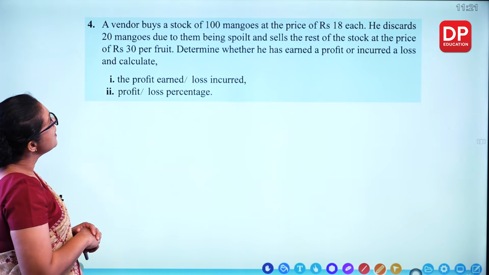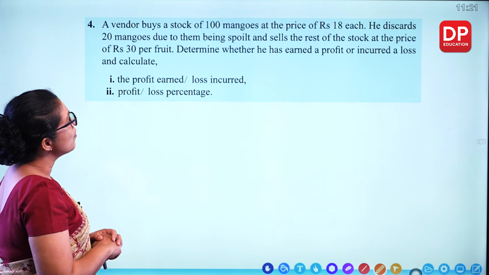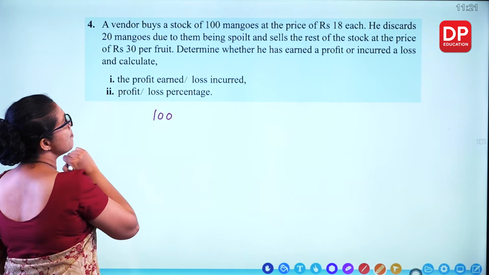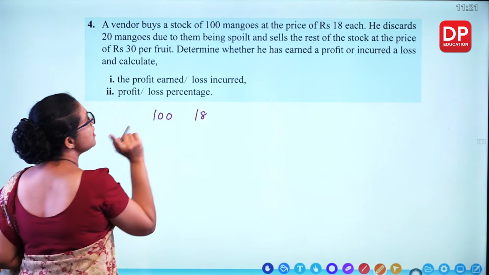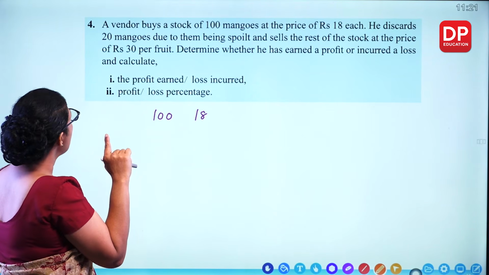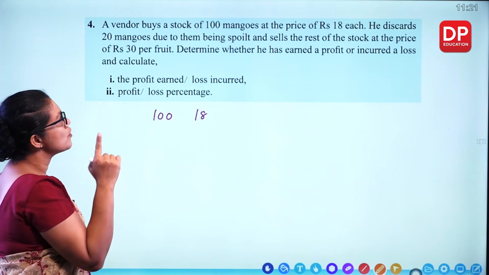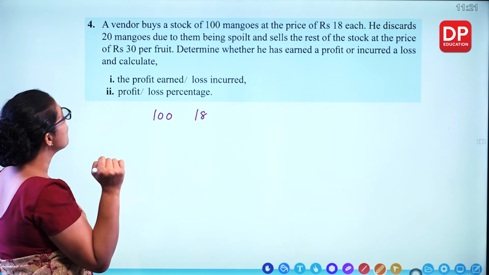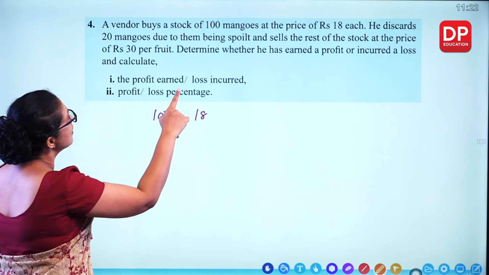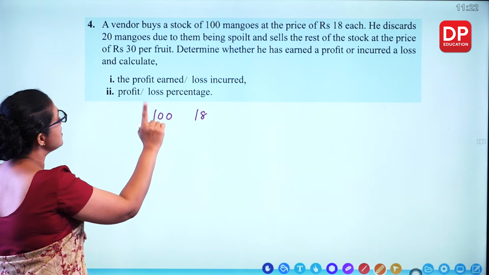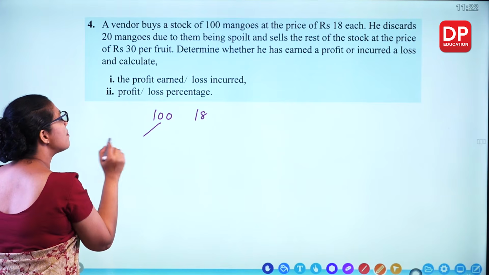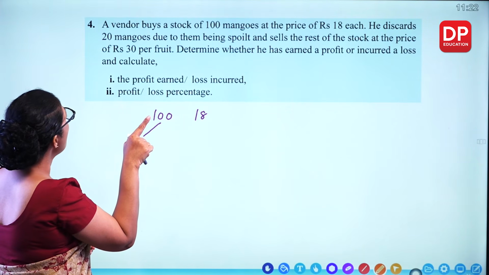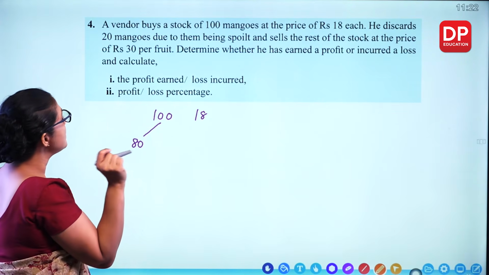Fourth one, a vendor buys a stock of 100 mangoes at the price of 18 each. 100 mangoes, 18 each one. He discards 20 mangoes due to them being spoiled and sells the rest of the stock at the price of 30 per fruit. So 20 discarded. So what's the remaining part? 80. So what's the price? He sold for 30 rupees each.